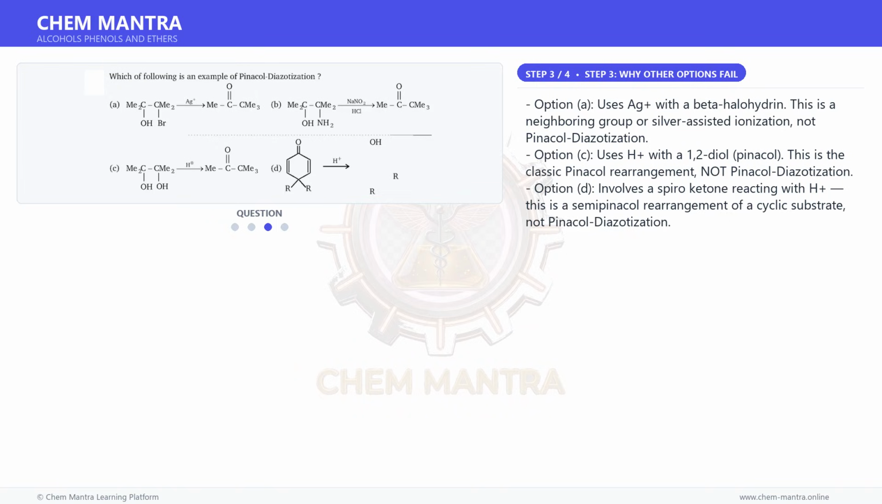Option C uses H+ with a 1,2-diol, pinacol. This is the classic Pinacol rearrangement, not Pinacol-Diazotization. Option D involves a spiroketone reacting with H+. This is a semipinacol rearrangement of a cyclic substrate, not Pinacol-Diazotization.